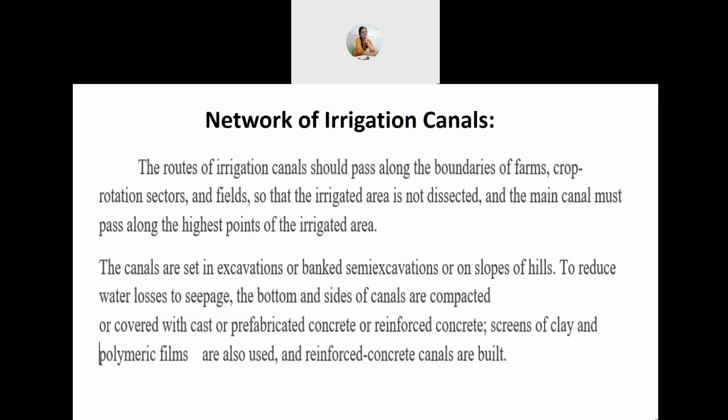So a question may come like, how are reinforced concrete canals built? And you can write the answer as: by using a cast or prefabricated concrete or reinforced concrete, screens of clay and polymeric films.